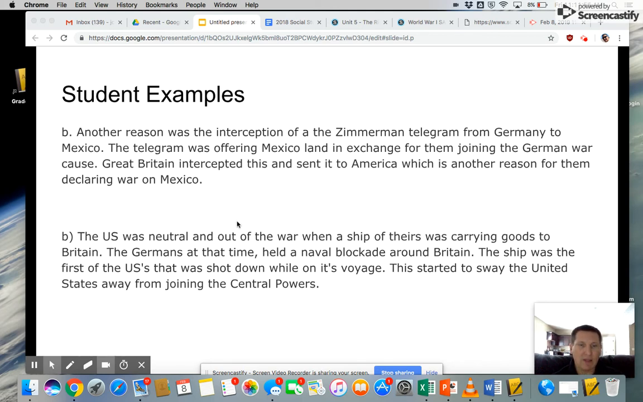Not bad. They should have mentioned the specific ship, which was the Lusitania. They could have mentioned German U-boats. And I like how they say this started to sway the U.S. from joining the Central Powers. Good stuff in here. But again, are we really explaining why this is a secondary cause compared to the most significant cause? They don't in any way indicate that this is the second or third or fourth, or in any way subservient or secondary cause to the first one that they did.